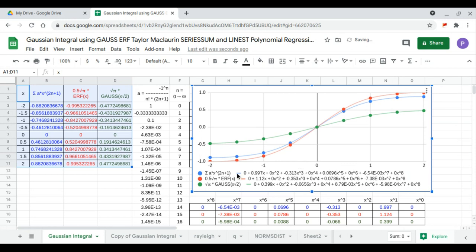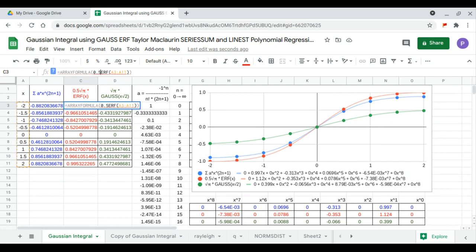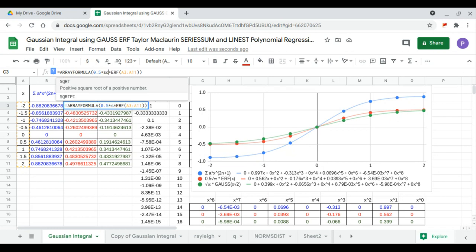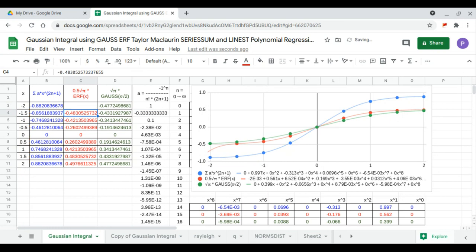Next, we modify the ERF to match the Gaussian integral. That is 0.5 times square root of pi times ERF. So starting with 0.5, 0.5 times. Next, that will be times square root of pi. Now the data sets are the same, and the polynomial regressions are the same.